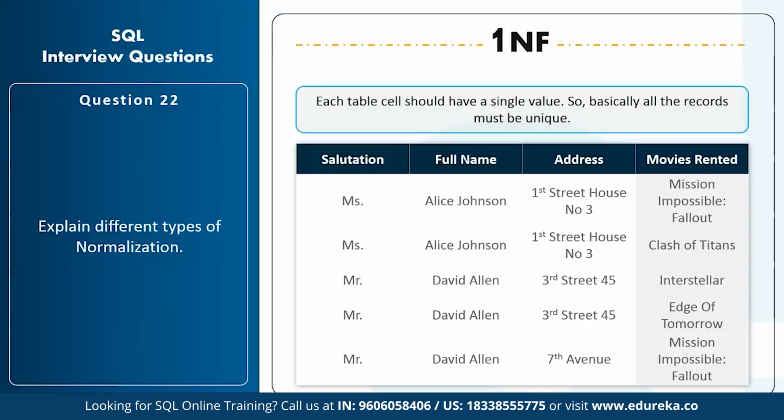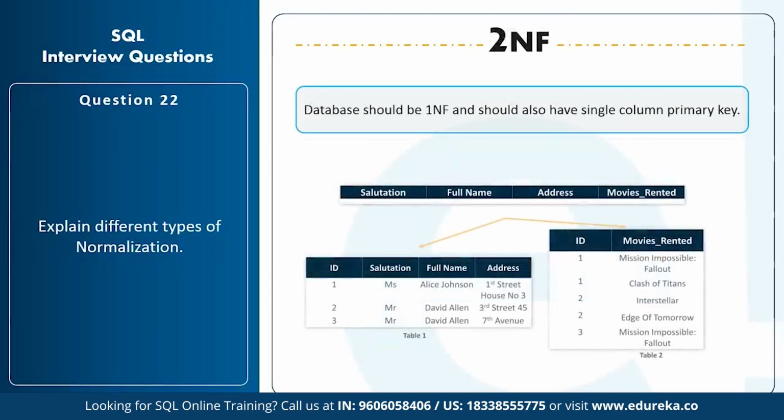Now, you have to divide this table into 2NF. So when I say 2NF, that is the second normal form, you can divide this table into 2 different tables. To have a table in 2NF, you need to make sure that the database is in 1NF and also has a single column primary key. Since the table we considered is in 1NF, that's applicable to our situation. Now, let's move forward to the 2NF.